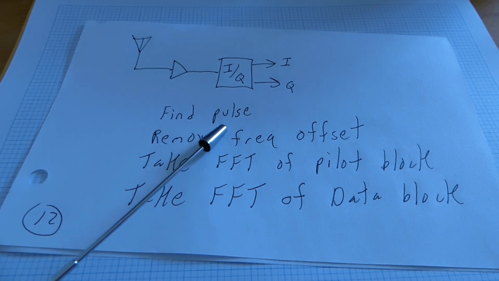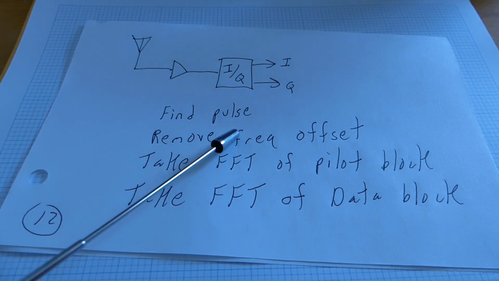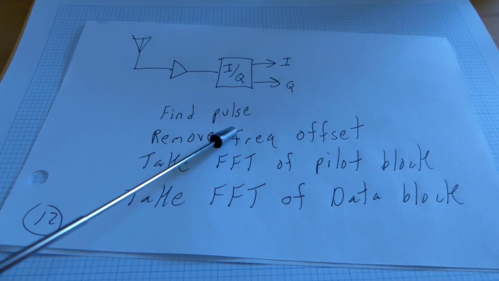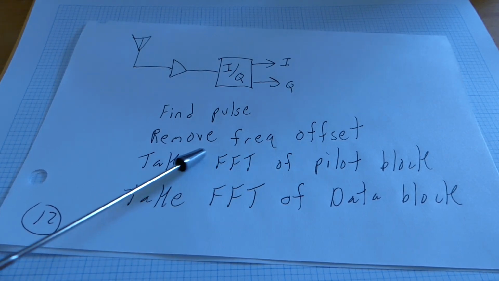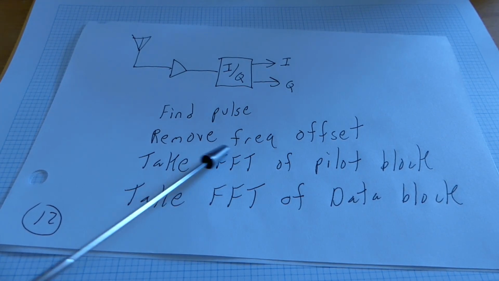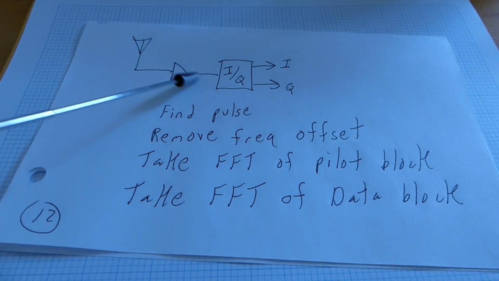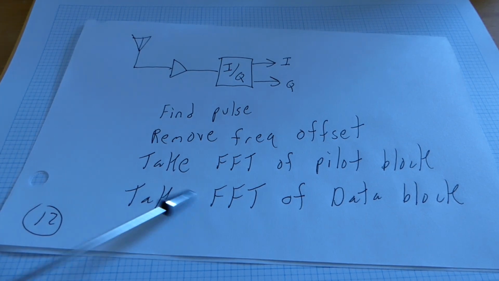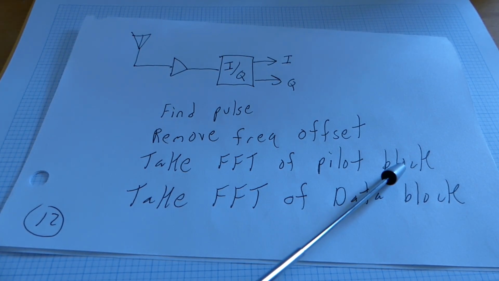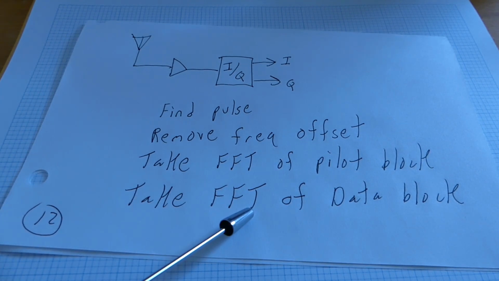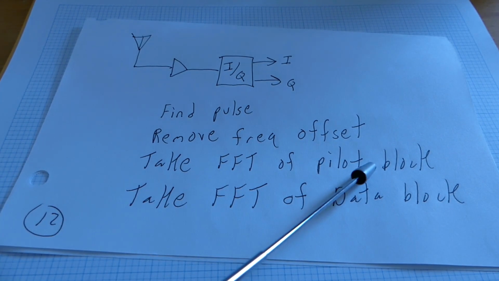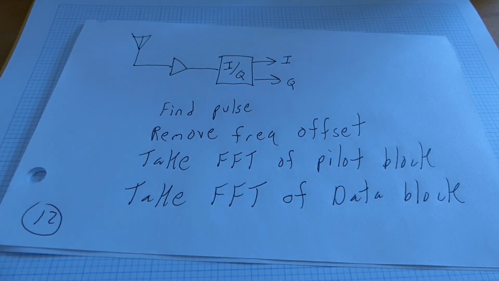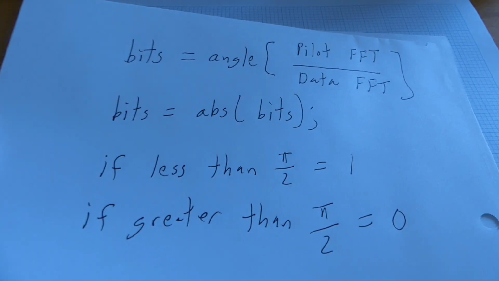Alright. Now let's get to some of the tasks that the receiver is going to have to do. Number one, it is going to have to first find the pulse so it knows when to start taking the FFT. Once it's found the pulse, it can use the data within the pulse to try to compute the frequency offset and then remove the frequency offset, so now both signals are at 0. Once these two steps have been done, we take the FFT of the data block section. Then we take the FFT of the pilot block, then the FFT of the data block. Alright. Hopefully that's real clear.